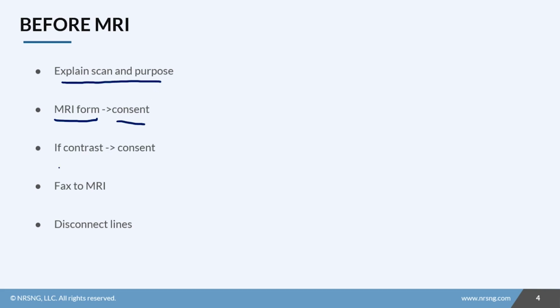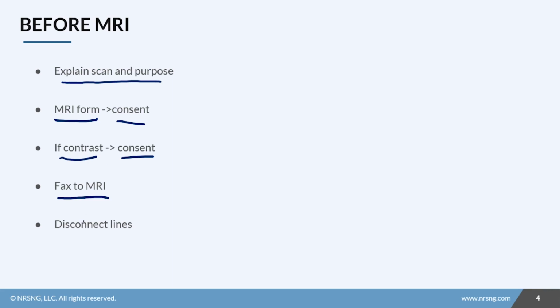And then also if they're having contrast, they're going to have the patient sign a separate consent, which might be added to that form as well. You're then going to fax this sheet to MRI, to the radiology floor. That way they can look it over and make sure that they are able to have that test. Also, just make sure the patient's not claustrophobic. If they are, they might be able to just have some medication to help them relax, because that MRI can take a while and it's in a pretty tight space.